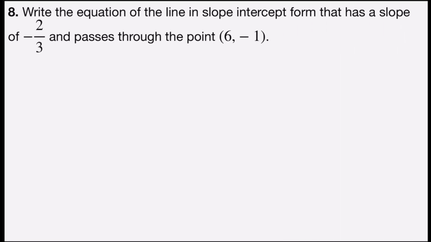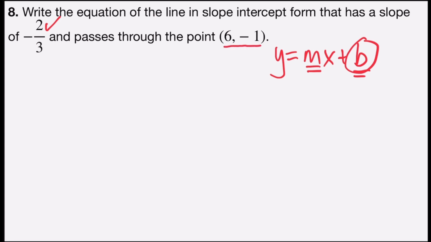Problem number 8 says, write the equation of the line in slope-intercept form that has a slope of negative 2/3 and passes through the point (6, -1). Slope-intercept form is y = mx + b, where m represents the slope, which is given in the problem, and b represents the y-intercept. The y-intercept is not given in the problem. Instead, we're given a point.